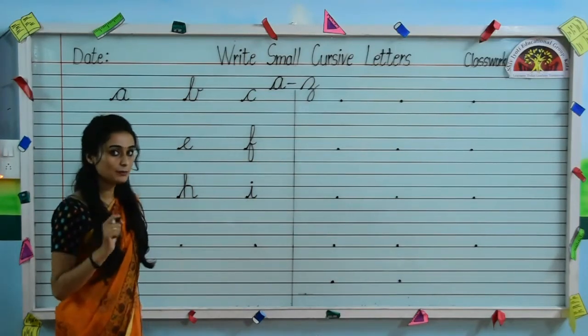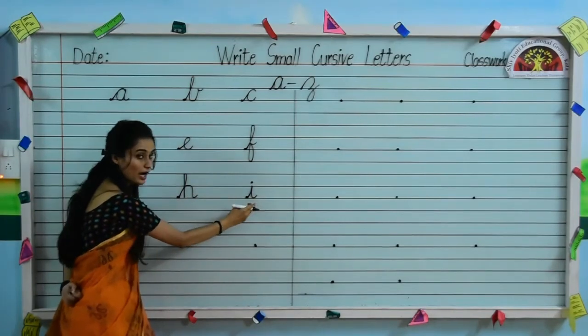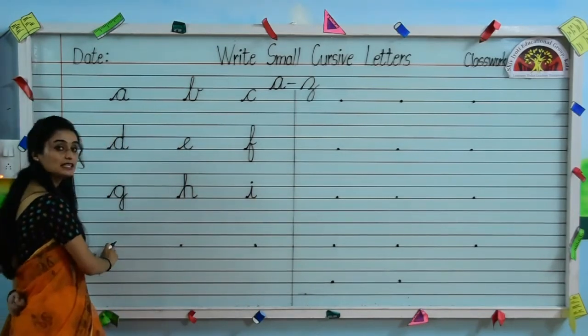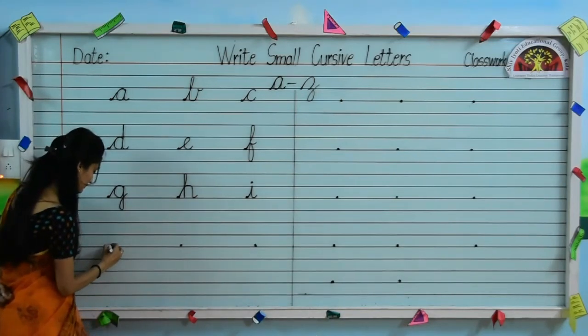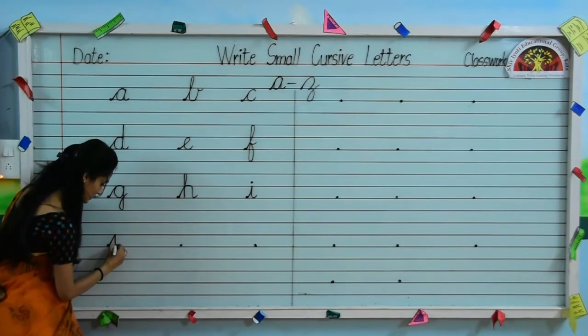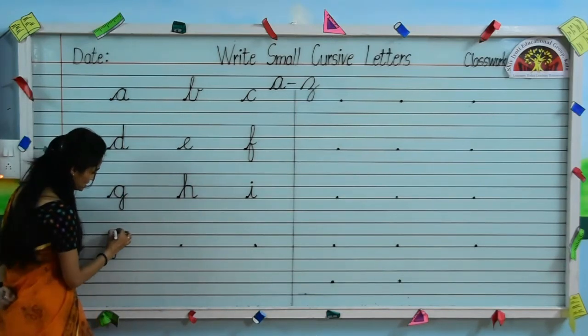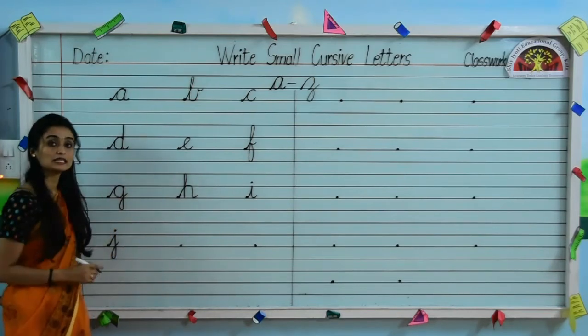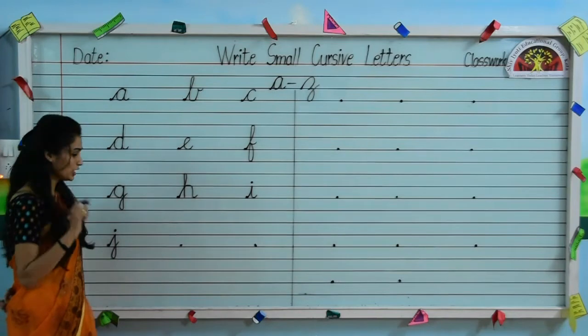Now think and tell me which is the next letter. Yes, G, H, I. The next one will be J. So from the dot we will write J. Make a slanting line, come down till the fourth line, then a loop and out like this, and put a dot over it. This way you have to write your letter J.